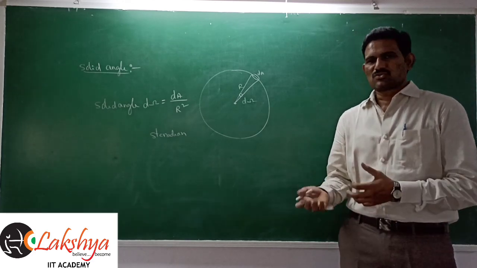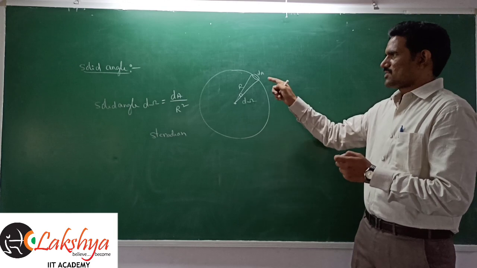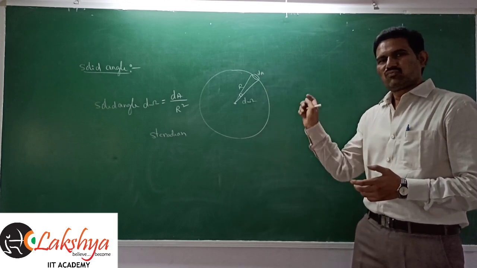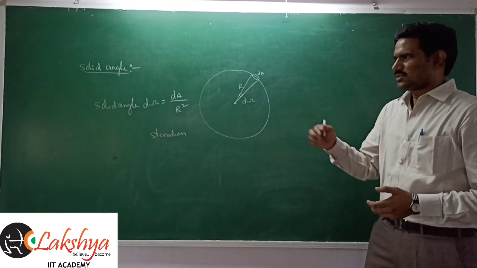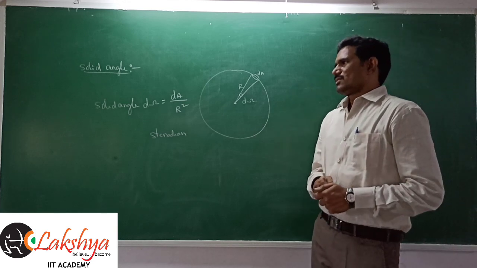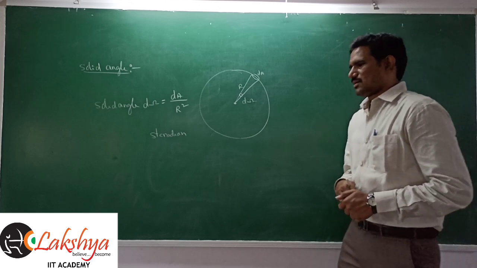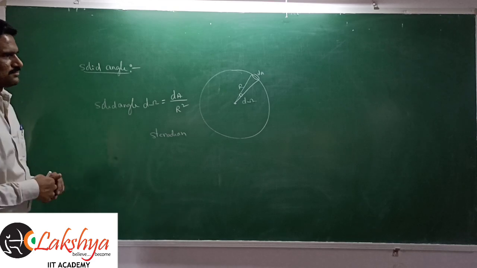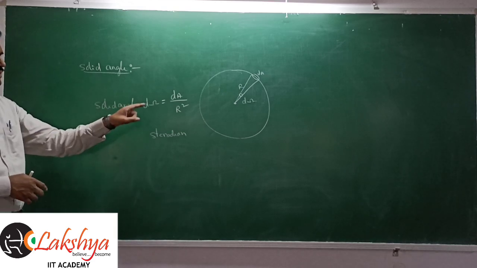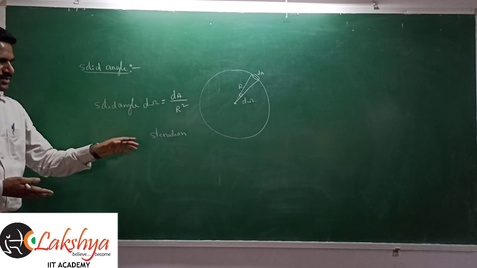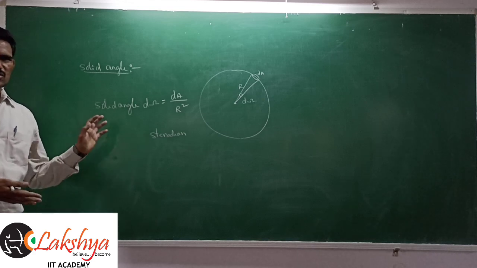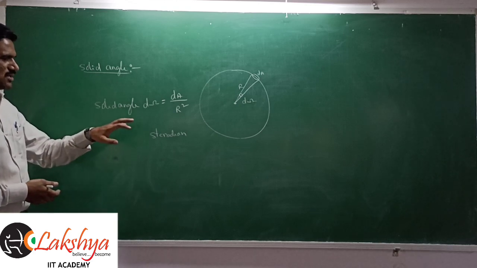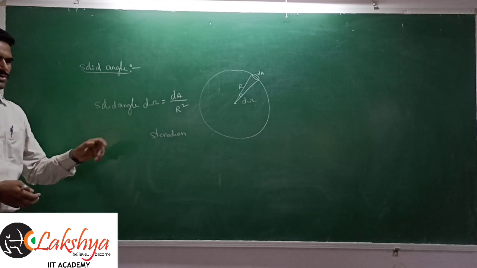Square of the radius, but clearly the radius is not the radius of the element. It is the radius of the sphere of which this element is a part. So that radius we are taking there. So d omega is equal to dA by r square. Then its unit will be steradian. It's a dimensionless quantity. You know the plane angle and solid angle are dimensionless quantities, and the SI unit will be steradian.